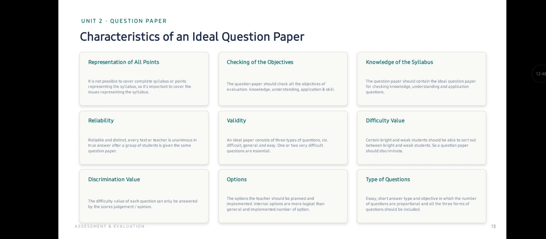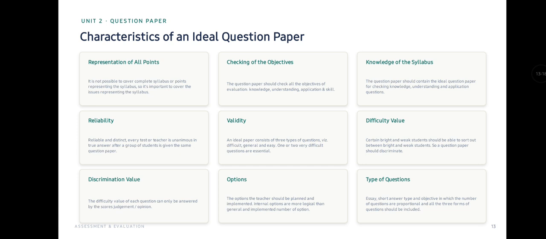Reliability. Reliable and distinct: every test or teacher is unanimous in the true answer after a group of students is given the same question paper. Validity. An ideal paper consists of three types of questions: difficult, general, and easy. One or two very difficult questions are essential. Difficulty value. A question paper should be able to sort out between bright and weak students, so a question paper should discriminate. Discrimination value.